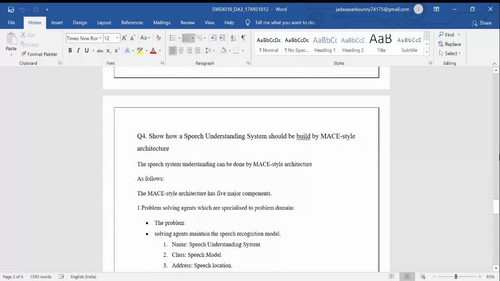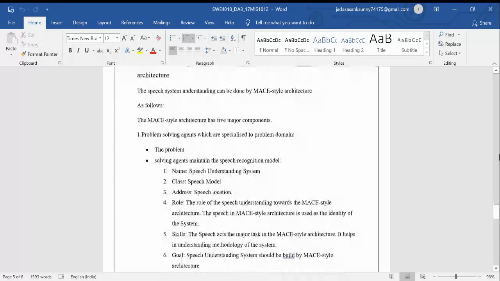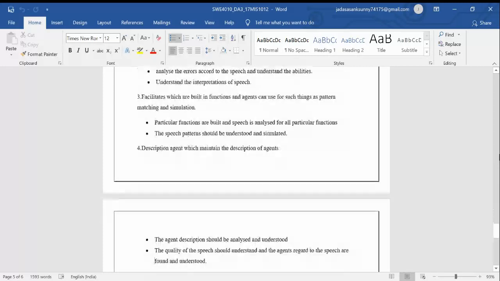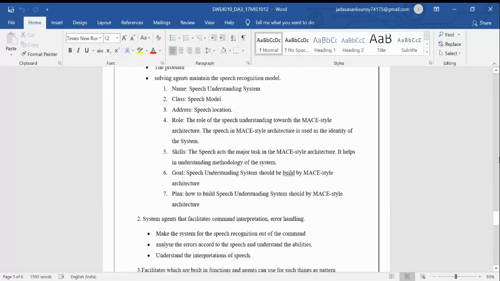And the next thing is, I have a question: how could a speech understanding system be built with a MACE style architecture? MACE style architecture is message passing style architecture. There are five major components in this. Problem-solving agents are specialized to the particular domain. First, I name what the problem is, give the name of the problem class, the address where the problem is located, and the role for the particular system, what skills are required to evaluate the system, what the final goal is, and what plan is required to reach the particular goal.